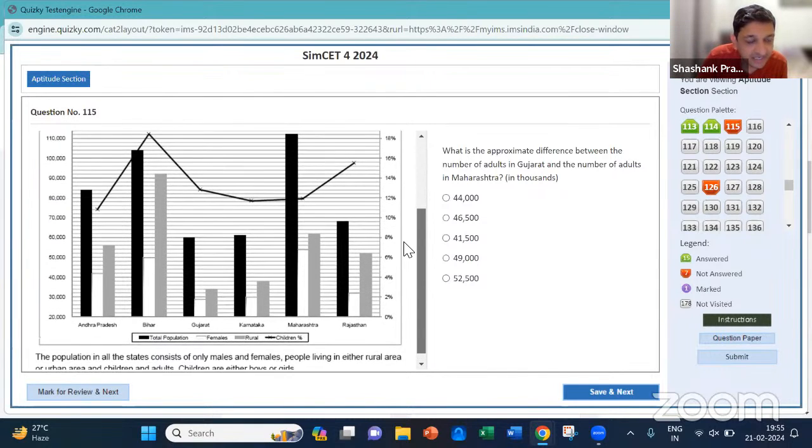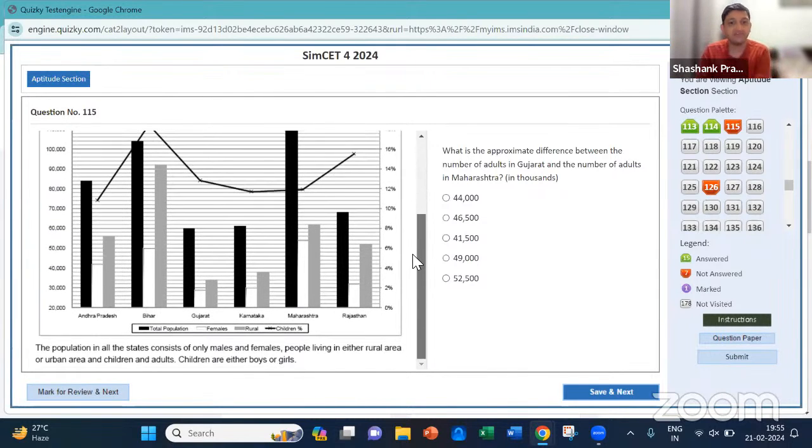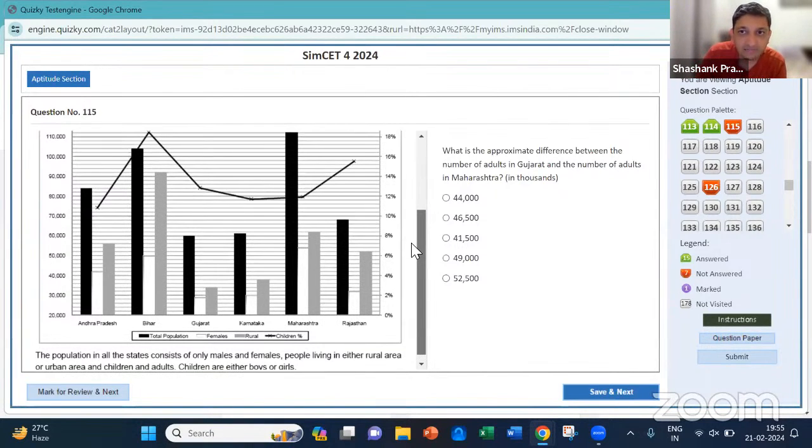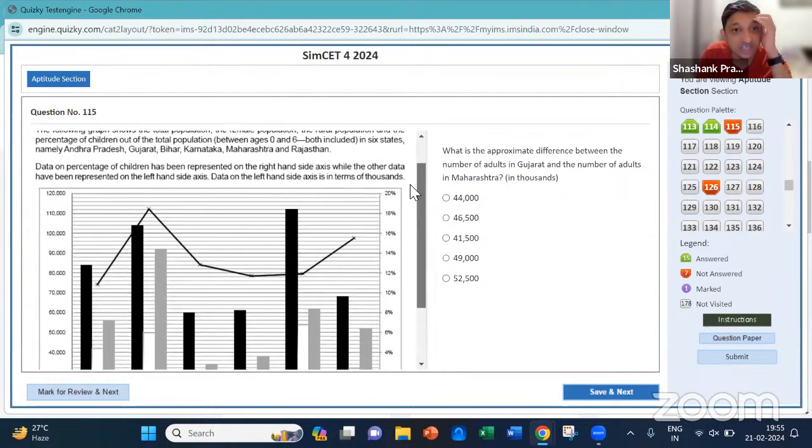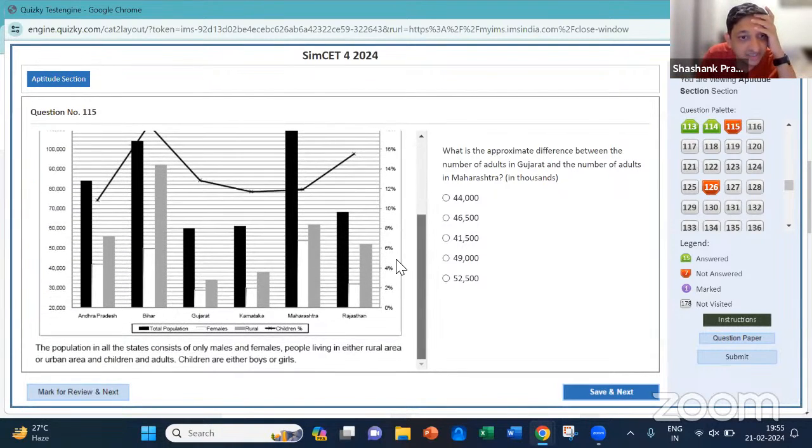Okay, from the left axis I will get this. Fine, fair. Population is only males and females. Number of adults in Gujarat and number of adults in Maharashtra. Oh, percentage of children is given, so there should be children and adults, right? Okay, children and adults. I think I should be able to manage this. Let's see. Number of adults in Gujarat.